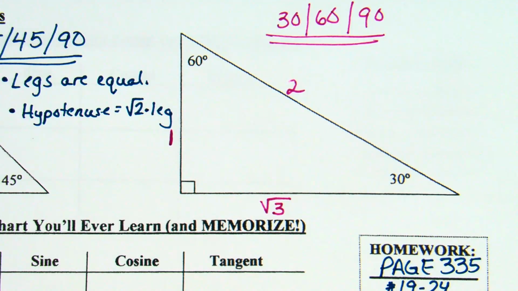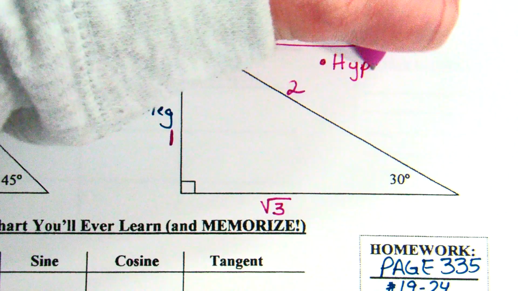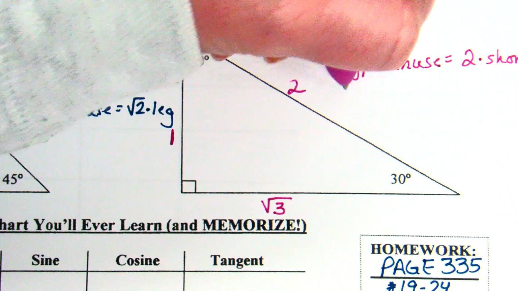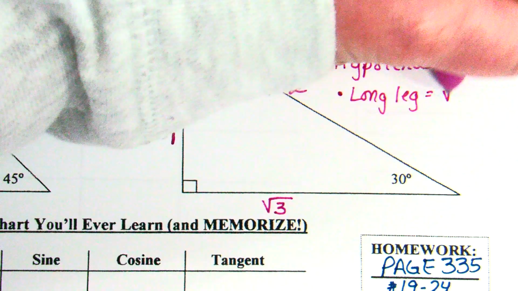Again, I'm going to write this information down. So the hypotenuse is 2 times the short leg. And what I call the long leg is square root of 3 times the short leg.